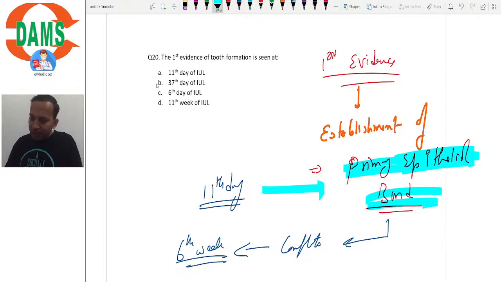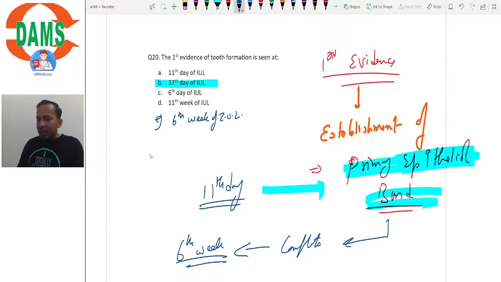I should go with 37th day of intrauterine life. Isn't it? 37th day, 6th week. Isn't it? So whether you say 6th week or whether you say 37th day, it's one and the same thing. 37th day is more specific as compared to the 6th week. So let's say if I had another option and maybe that was 6th week of intrauterine life, we would still go with 37th day of intrauterine life.